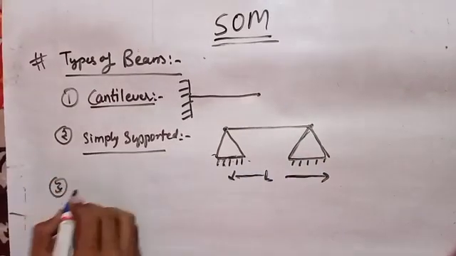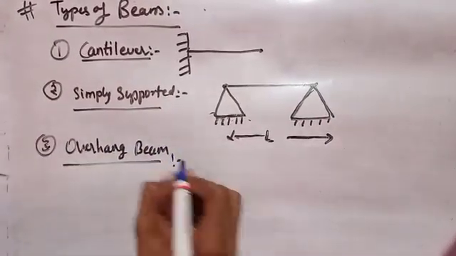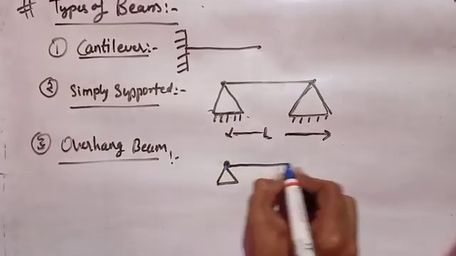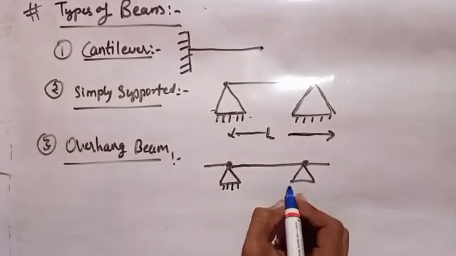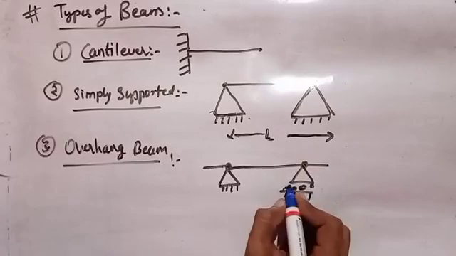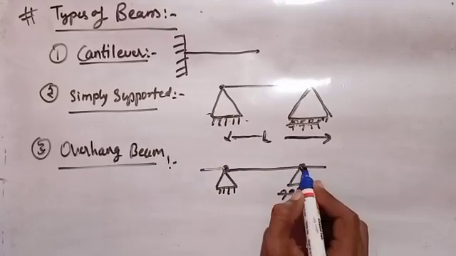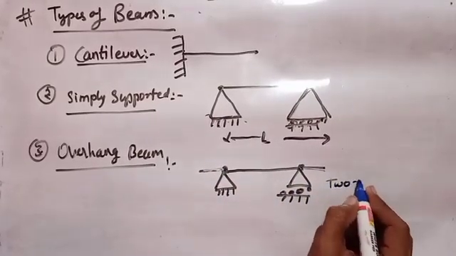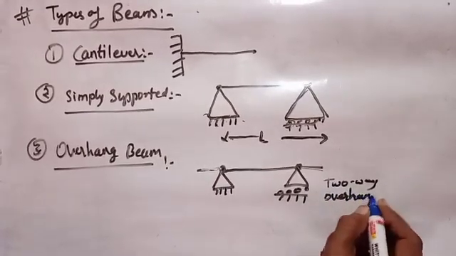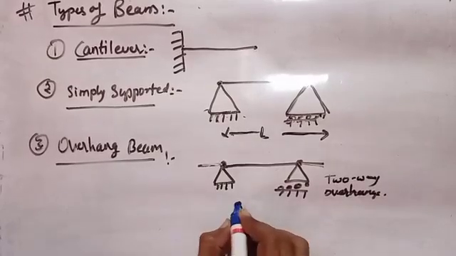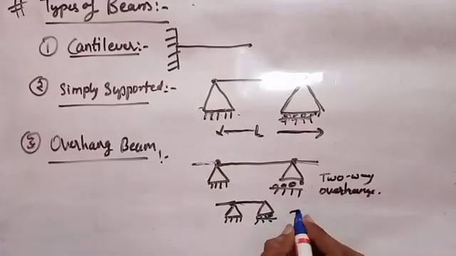Third is overhang beam. It is overhang from both the points, so it is called two-way overhang. And if it is like that, it is one way.